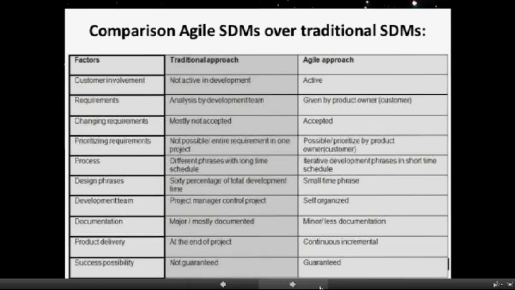Okay, now we quickly summarize Agile. In Agile development, the customer is actively involved. Requirements can be changed in time, and requirements can also be prioritized. And the special thing about Agile development is that a successful possibility is guaranteed.